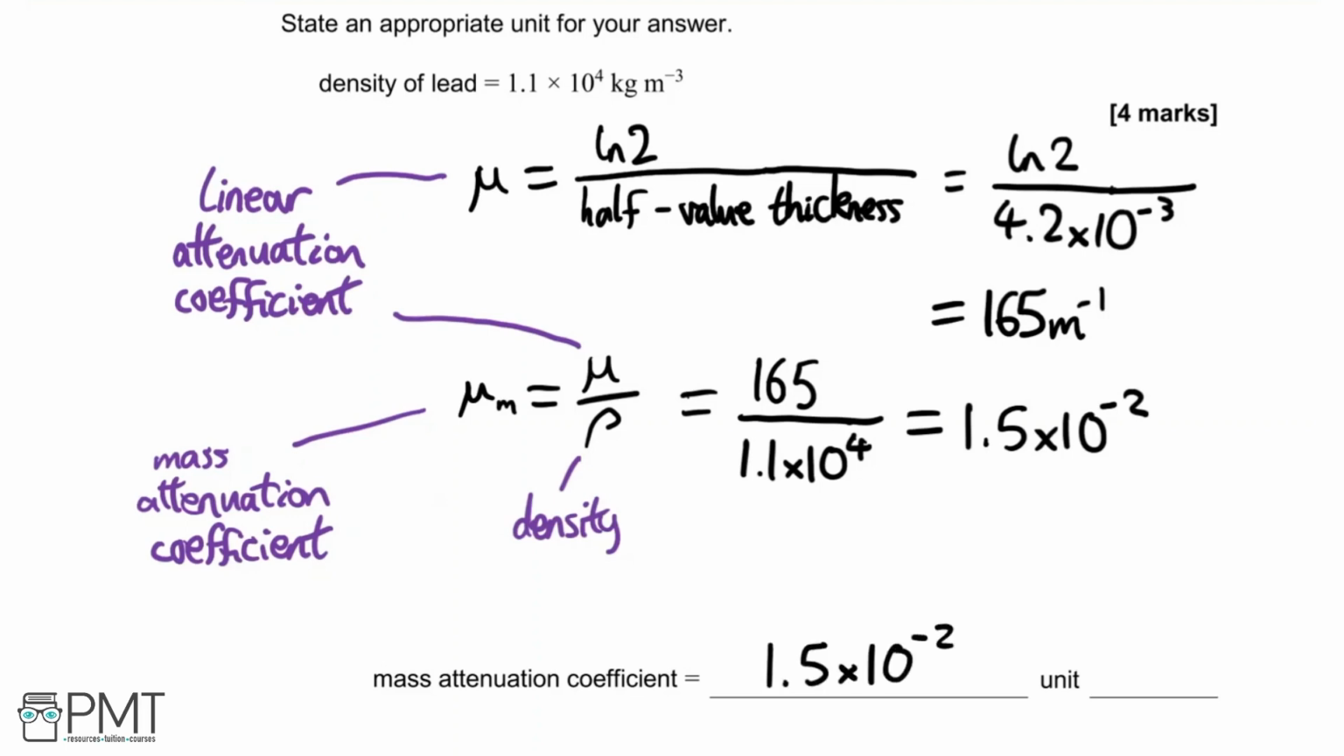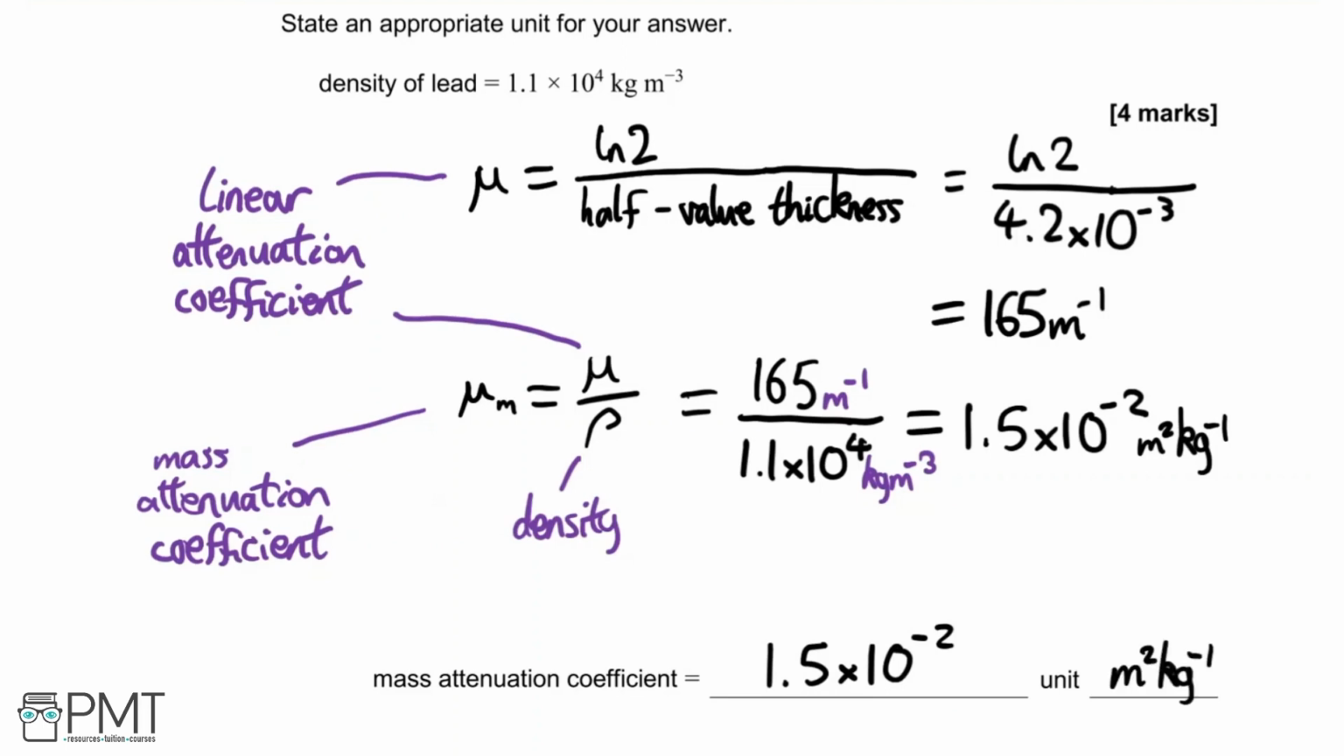Now, in terms of units for this, what we can do is write down the units into the fraction that we used to calculate that 1.5 times 10 to the minus 2. And we can see that if we divide meters to the minus 1 by kilograms per meter cubed, we end up with a value in meters squared per kilogram. And that's the unit that we need to write into that unit space.